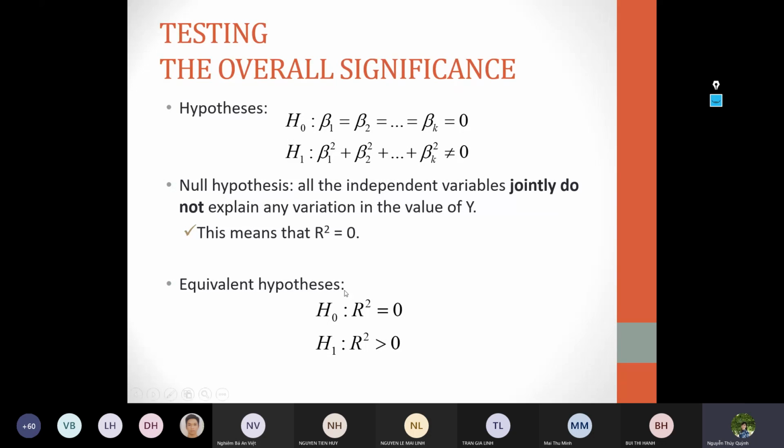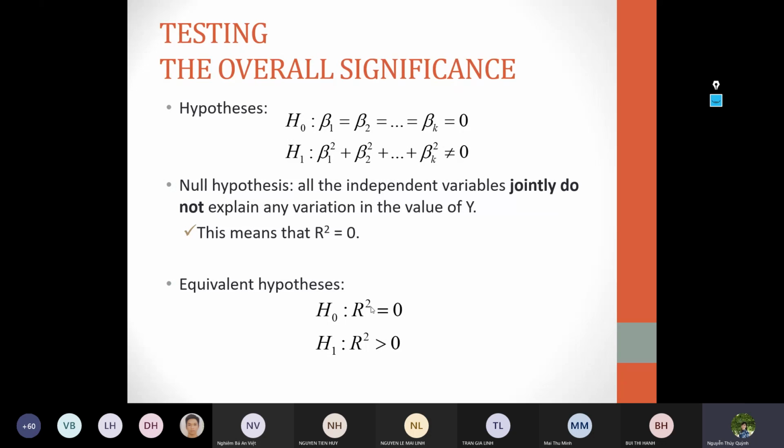And remember that the R squared we are talking about in this hypothesis is the R squared of the population regression model, not the R squared of the sample regression model. Remember that.